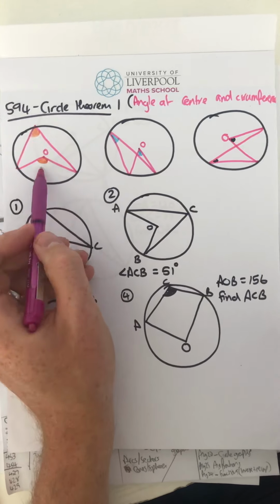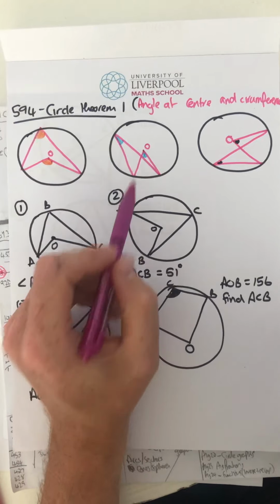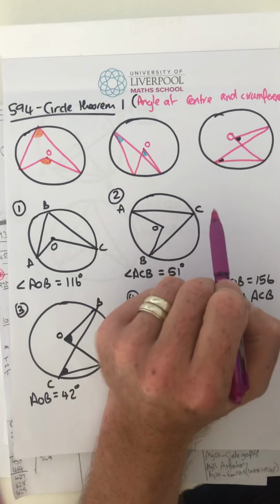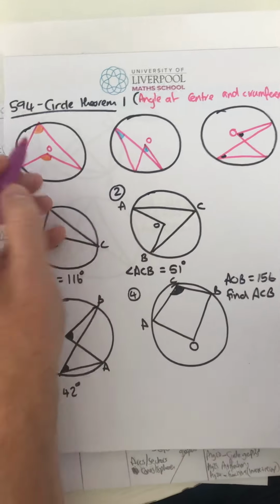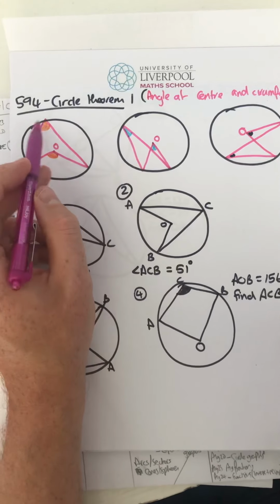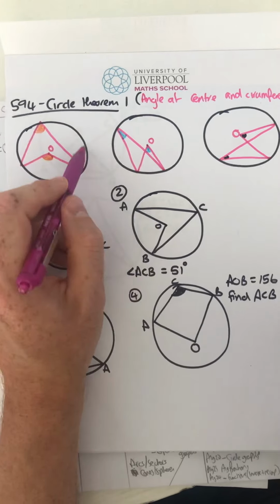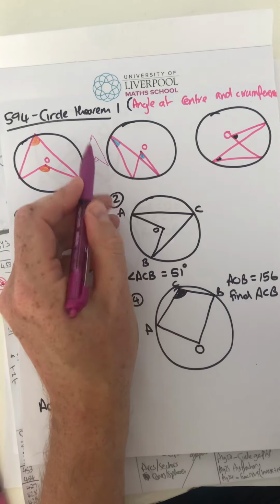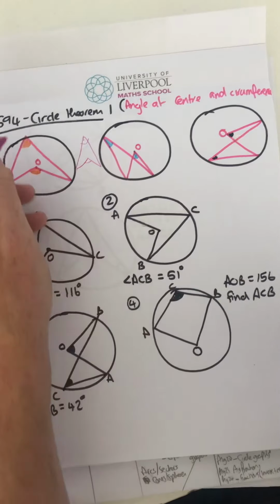So the two ones that are orange are linked together. The two ones that are blue are linked together. And the two that are in black are linked together. So let's start with this one. So this looks like the Star Trek symbol, like that. So that's the one you're looking for, and it's always this one and this one that are linked.